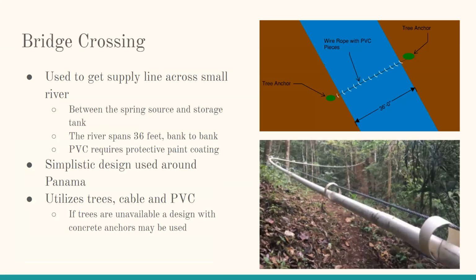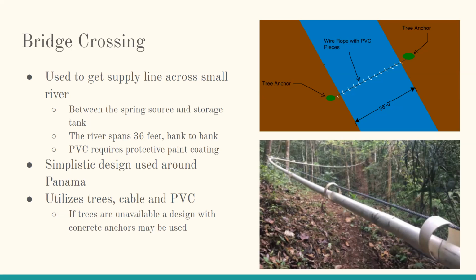All right, so our design requires the use of a bridge crossing that'll get our supply line across a small river. This river sits between the spring source and the community where the storage tanks are located. The stream itself spans 36 feet bank to bank. The design that we elected to use is pretty simplistic, frequently used around Panama. This was recommended to us by Rick from Footprint Possibilities.